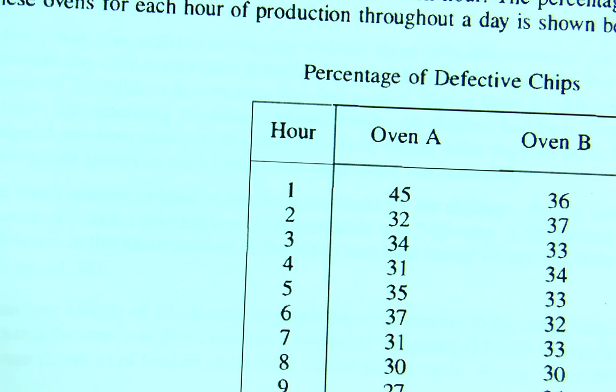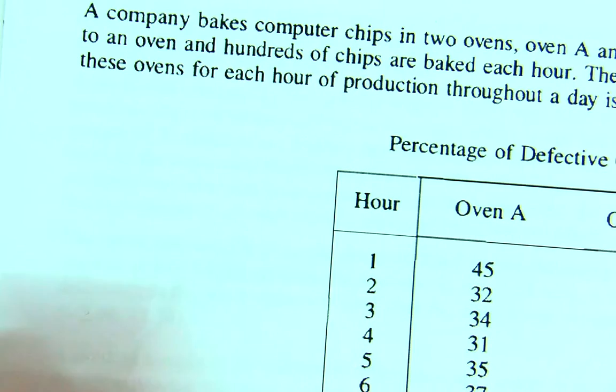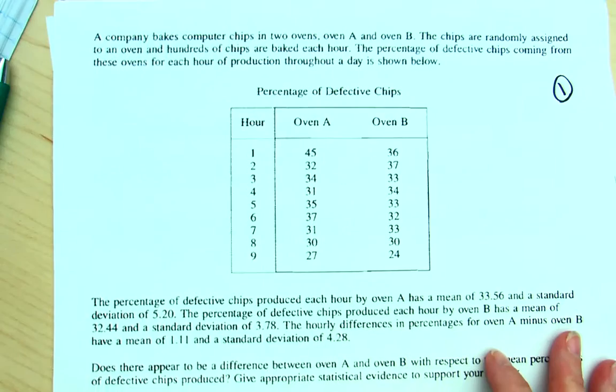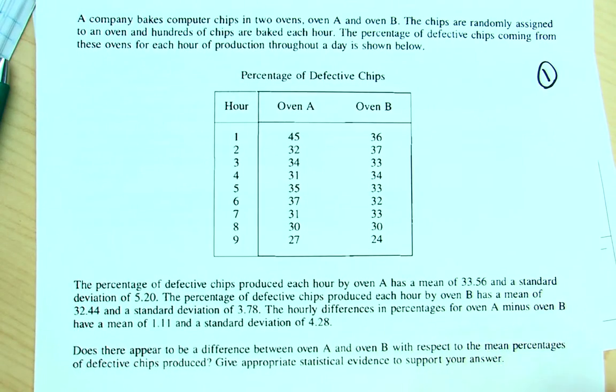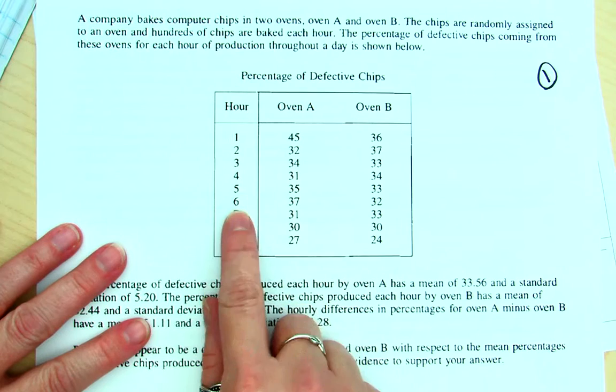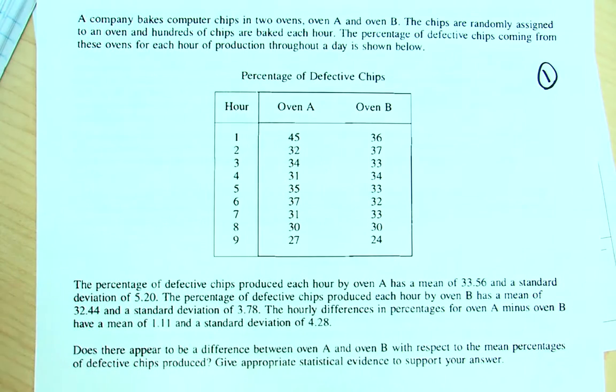Okay. So number one, for somebody that said independent, why do you think independent? You don't remember? Let me put it back up so you can remember. This is where you had, for each hour, the ones that were made in each oven. Since they have to melt them together.